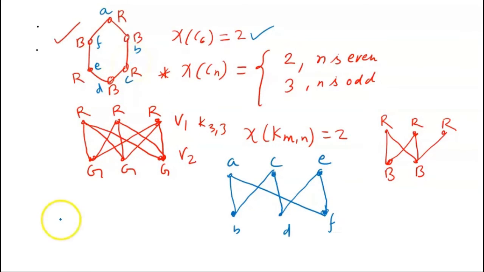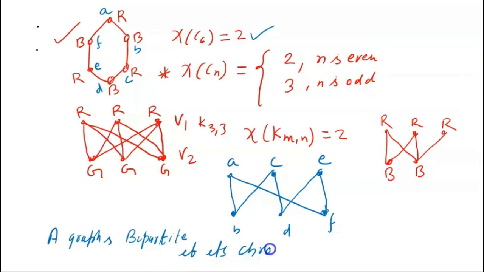So remember this: a graph, let me write it, a graph is bipartite if its chromatic number is equal to 2, right? So here you can see that each of these bipartite graphs will have chromatic number 2. If it is not bipartite, then it will have chromatic number other than 2.